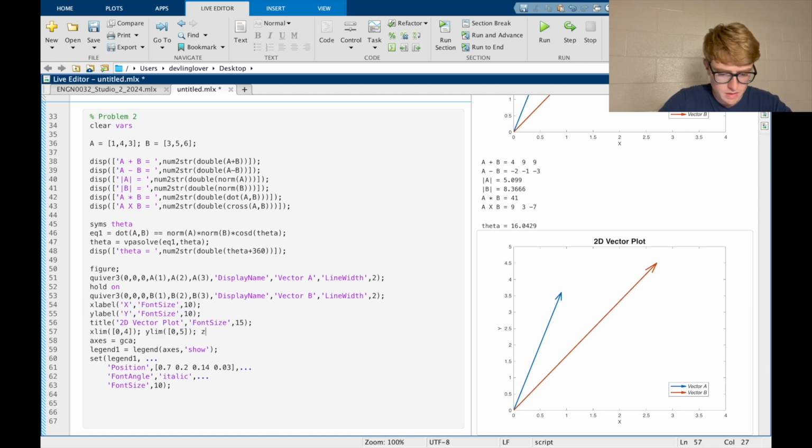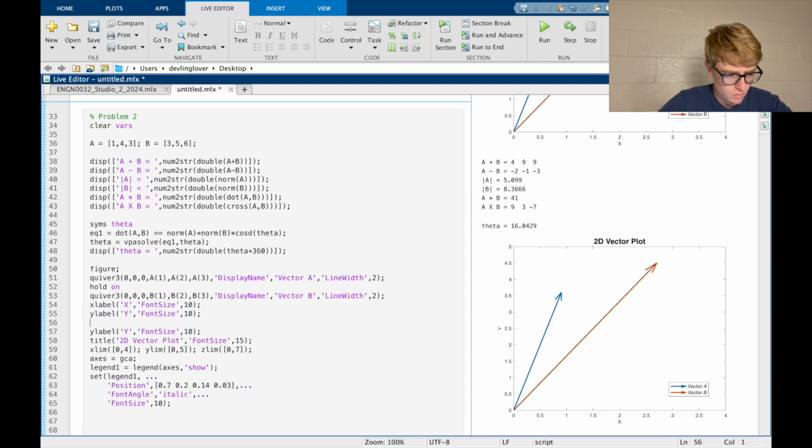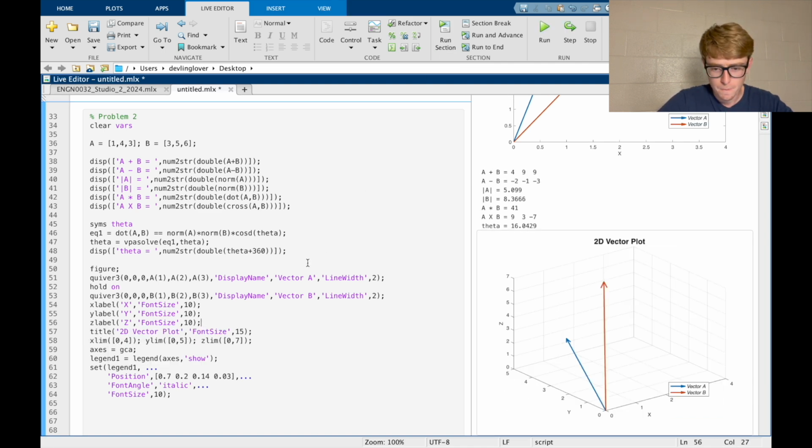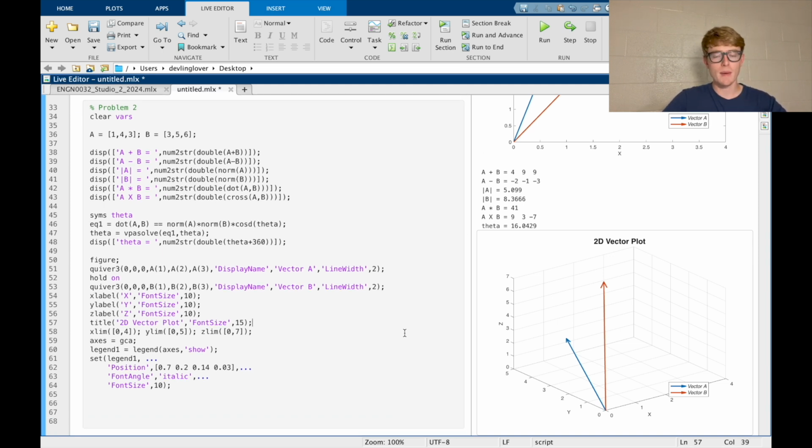And then we're gonna specify a Z limit, which I've already played with beforehand. So this looked good to me. Of course, you can change it as you see fit. And I'm gonna add a Z label. So I'm just gonna copy that and do zlabel. Okay, so now I'm gonna run this section. And there we go. So now we get a nice 3D plot of these vectors. And that's pretty much it. So that's our quick introduction to MATLAB.